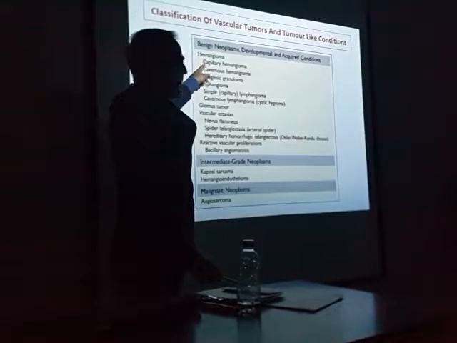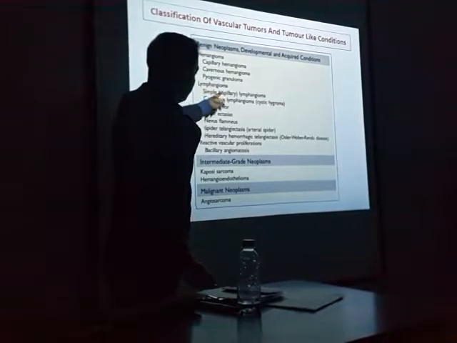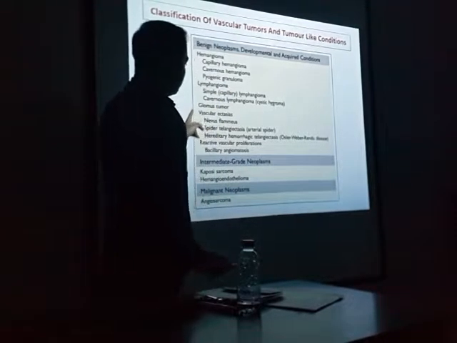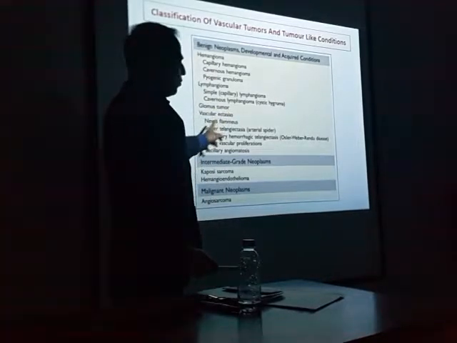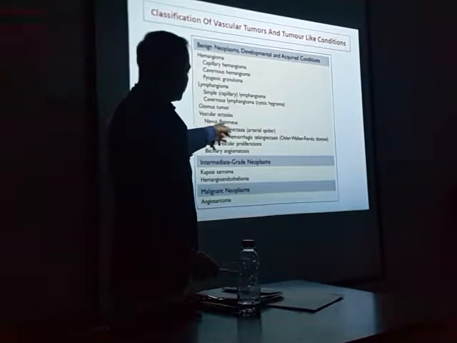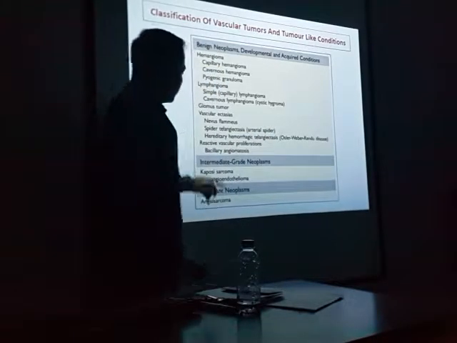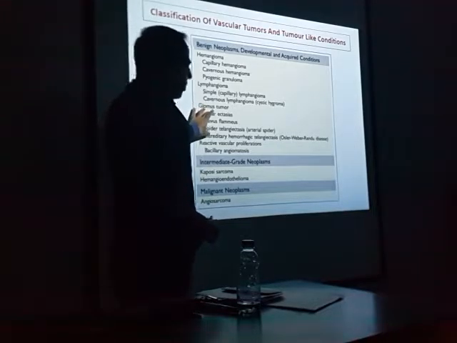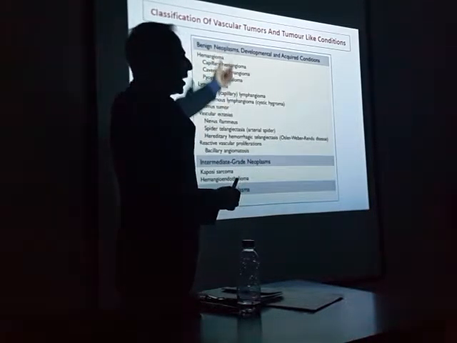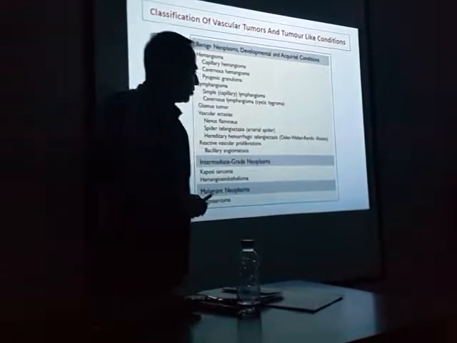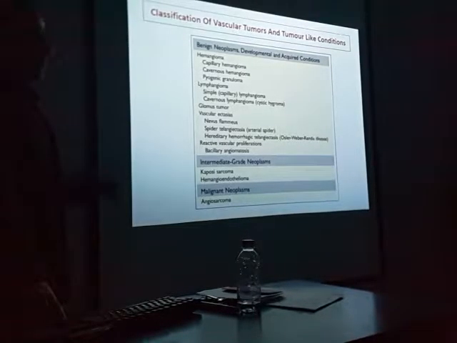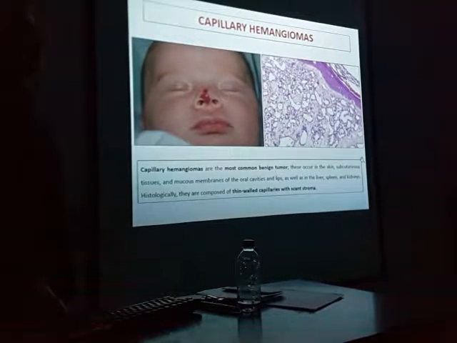In the hemangioma, we have the capillary and cavernous. In the lymphangioma, again capillary and cavernous. Very easy. And here we have one more called pyogenic granuloma. Then we have the glomus tumor. We have the vascular ectasias like nevus flammeus, spider telangiectasias or arterial spiders, and hereditary hemorrhagic telangiectasias. So these are not the tumors. We cannot call them tumors. These are tumor-like conditions. Okay. So this is what you will see. So we will discuss only the hemangiomas. This is the capillary hemangioma.